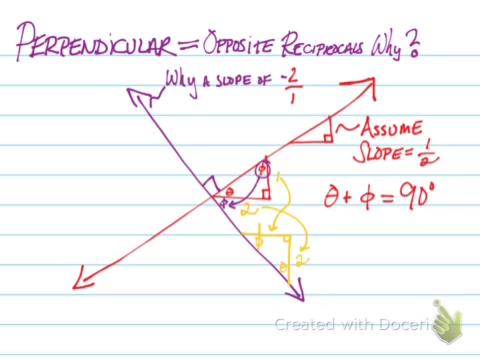And why is it negative? Because as I'm going left to right, I have a negative value. So that's why it's opposite reciprocals. Okay, we're looking at these triangles and what happens as we flip them around.